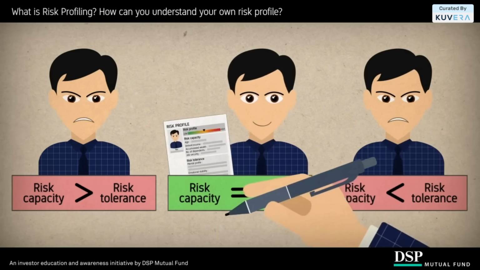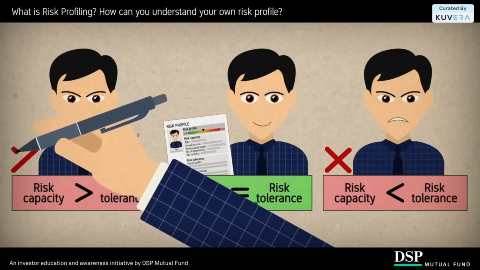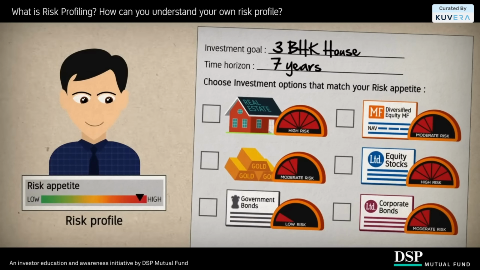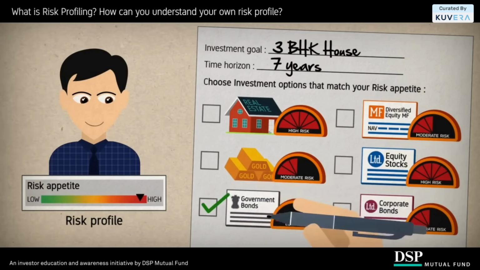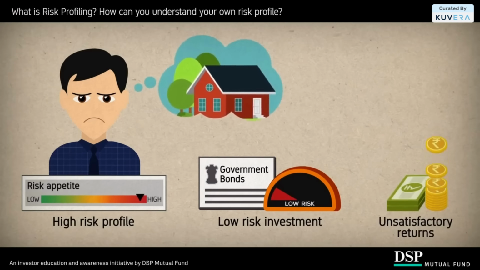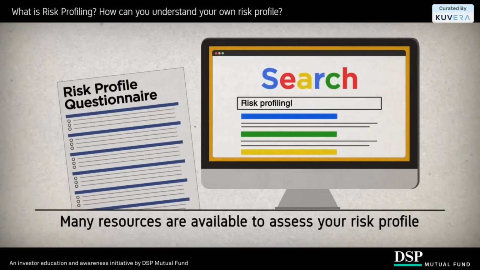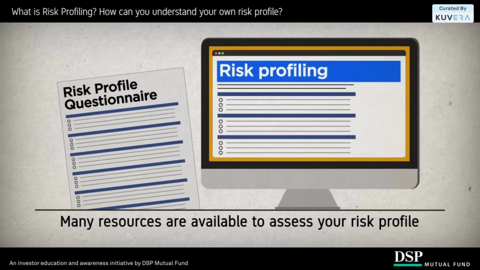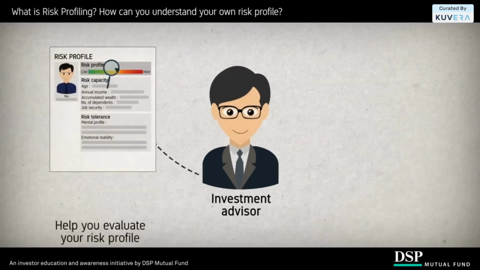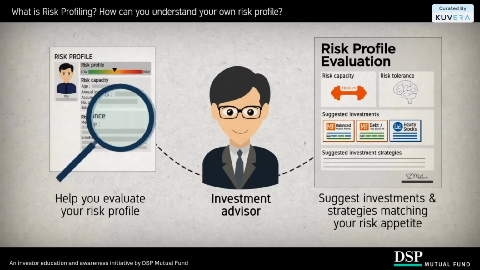So if you don't assess your risk profile comprehensively before you invest actively, you may end up being uncomfortable with your investments. For instance, despite being able to or being comfortable with taking on a higher level of risk, you may have invested in a risk-averse manner. This would eventually make you feel unhappy, as you will not be satisfied with the returns generated by your investments. To assess your risk profile, there are a number of tools and questionnaires that you can use, some of which are available online. And if you would like professional help, you can always contact your investment advisor. He would help you evaluate your risk profile comprehensively and suggest investments and strategies that match your risk appetite.